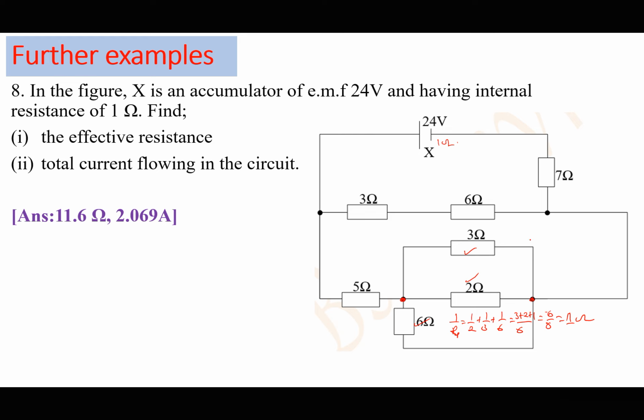So the three resistors are forming one resistor whose resistance is 1 ohm, and it is in series with the 5. So at the bottom we have 5 plus 1, which is 6 ohms in total. These two are also in series. They are forming a resistor of resistance 9 ohms. So I have a simplified circuit like this one here.